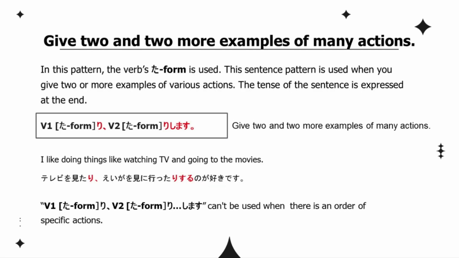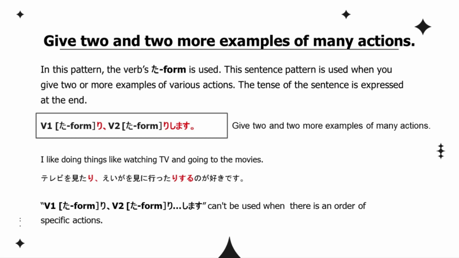2. Tari tari in Japanese. You hear tari tari a lot of the time. Let's learn about it. V1 ta form ri, V2 ta form ri shimasu. It gives two or more examples of many actions. In this pattern, the verb's ta form is used. This sentence pattern is used when you give two or more examples of various actions. The tense of the sentence is expressed at the end.